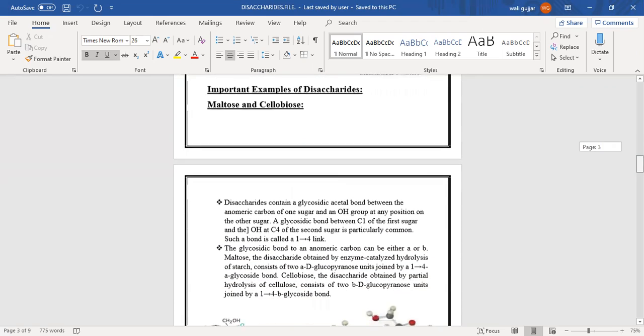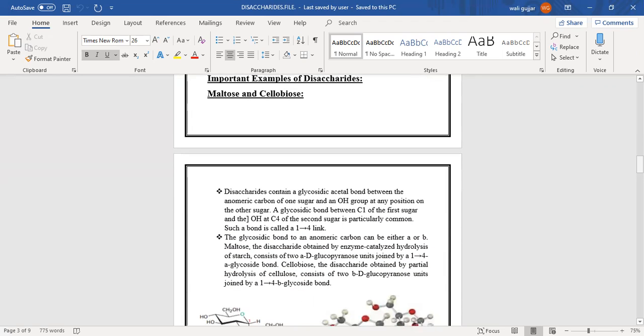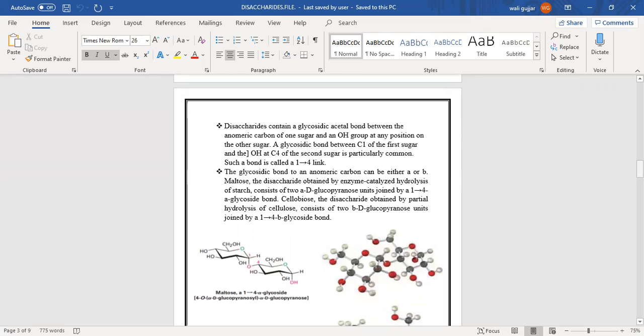Then, important examples of disaccharides: first of all, maltose and cellobiose. Disaccharides contain a glycosidic acetal bond between the anomeric carbon of one sugar and a hydroxyl group at any position on the other sugar. A glycosidic bond between carbon 1 of the first sugar and the hydroxyl group at carbon 4 of the second sugar is particularly common. Such a bond is called a 1,4 link. So the glycosidic bond to an anomeric carbon can either be alpha or beta, like this.